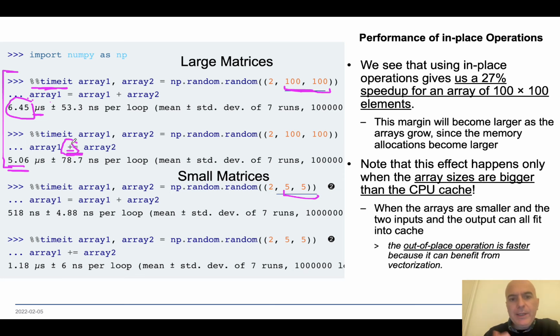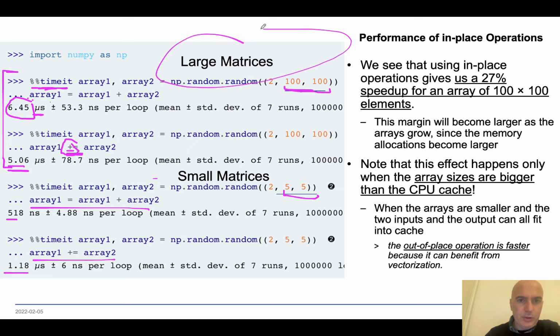If you're looking now at the cost for small matrices, for instance 5 by 5, and we do the non-in-place operation, we see here 518 nanoseconds. And if you do the in-place operation, we have 1.18 microseconds. That is roughly twice, right? So in the large case, in-place operation is good, so it's okay. And for a small matrix, it's not okay, so it's KO.